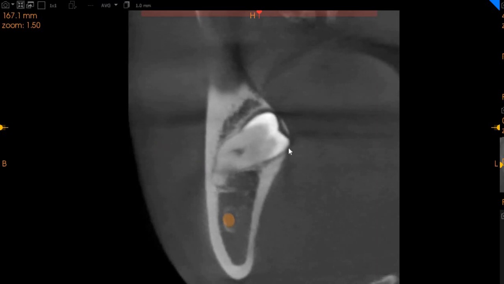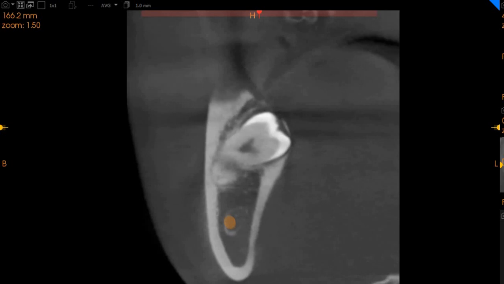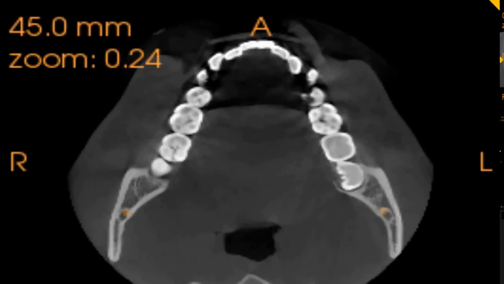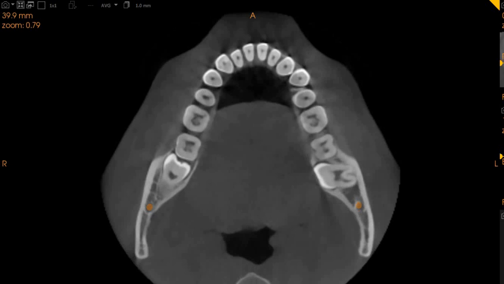And you can see that the lingual cortical plate is also prone to fracture, and you can also see how the tooth is embedded right here. So this is the situation. This is the axial view. We'll show you the axial view as well.